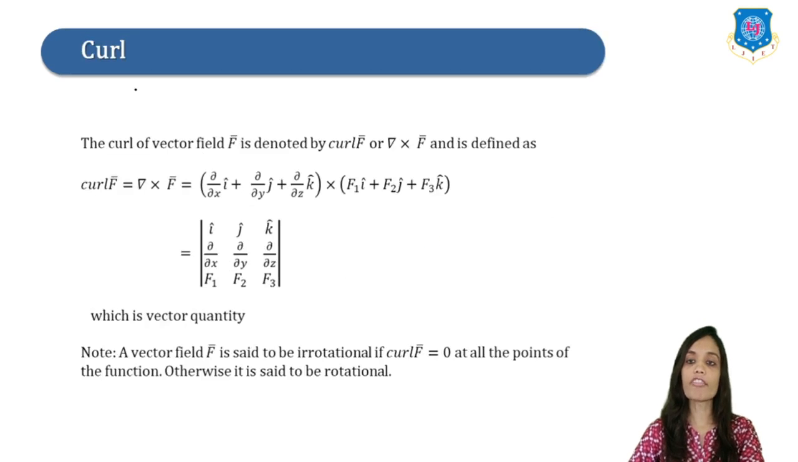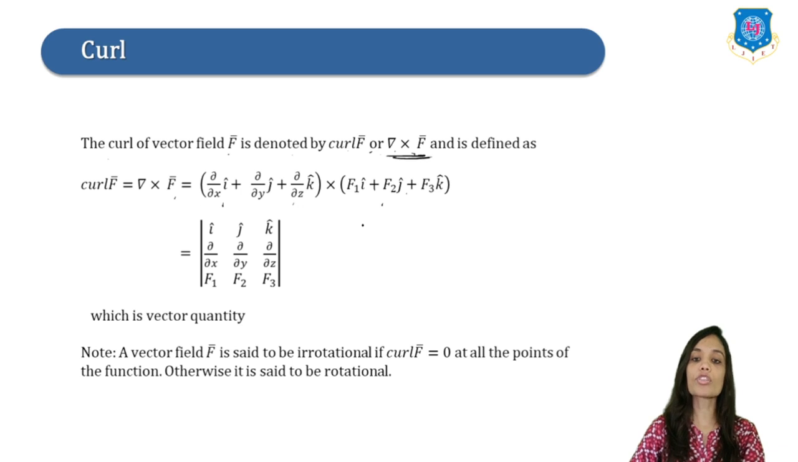Next, let us study the definition of curl. The curl of vector field f bar is denoted by curl f bar or del cross f bar and is defined as del cross f bar equals (∂/∂x) i cap + (∂/∂y) j cap + (∂/∂z) k cap cross f bar, where f bar is f1 i cap + f2 j cap + f3 k cap.